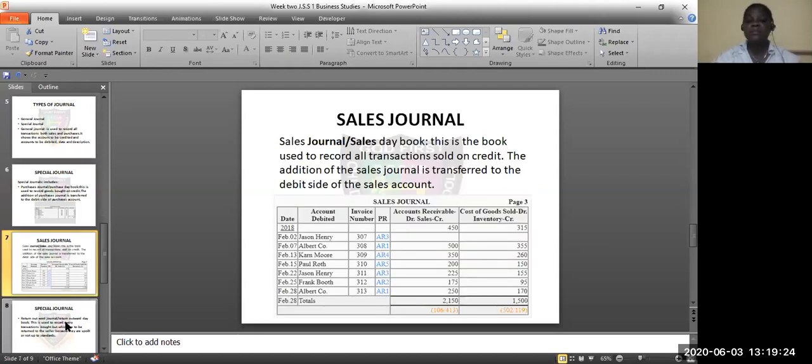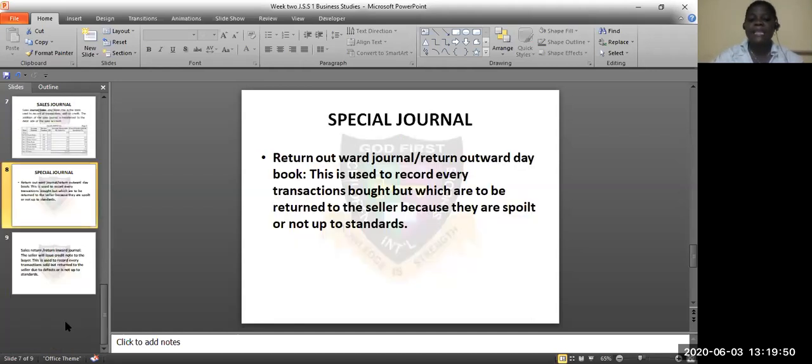And the next one is the sales journal. The sales journal is used to record the credit transactions sold out to the customers on credit. You have all the transactions recorded for the day and you total it, you record it on the debit side of the sales account. Then the next one is the return outward journal, which is also known as the return outward daybook.